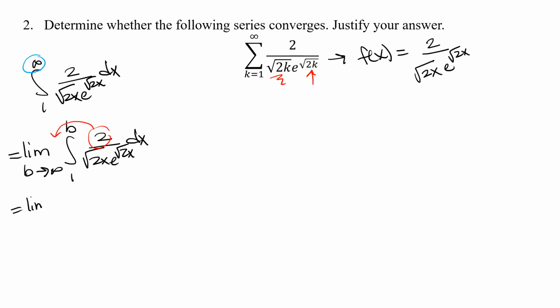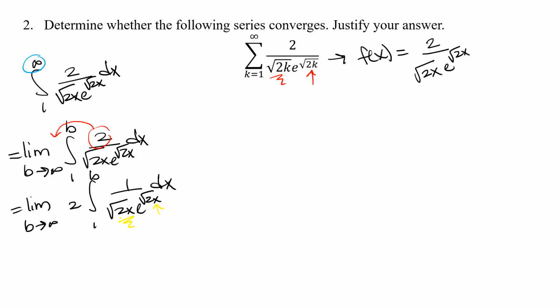So we have the limit as b goes to infinity of 2 times the integral from 1 to b of 1 over the square root of 2x times e to the square root of 2x dx. Now when you take a look at what we have here, we have the square root of 2x as the exponent and a similar thing in front of the e, so maybe that reminds you of applying the u substitution.